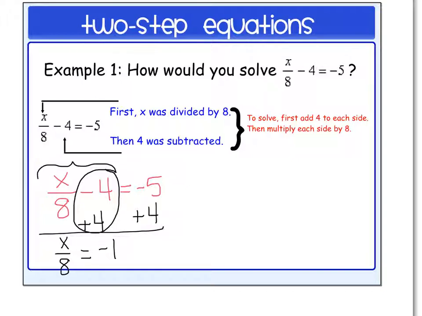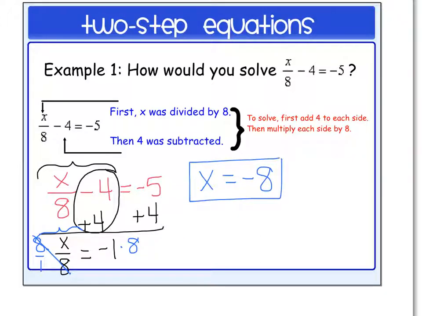So now I have a problem that looks very similar to our work from yesterday. I look to my side with my variable, and you'll notice that 8 is still attached to x. We want to get the x by itself, so in order to undo dividing by 8, we're going to take both sides and multiply by 8. As I mentioned yesterday, we can reduce the 8's to 1 because if we were to multiply, we'd end up with 8x over 8, and 8 over 8 is 1. So here we're left with x equals, and negative 1 times 8 would give us negative 8.